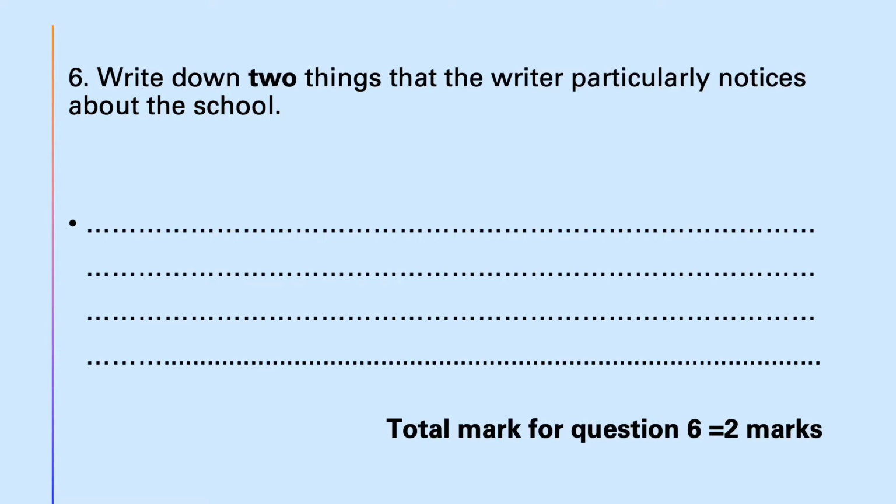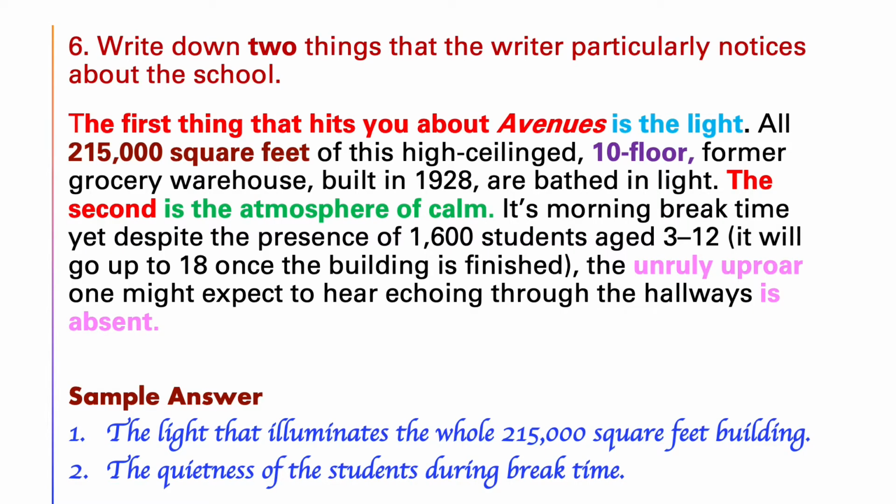Question number 6: write down two things that the writer particularly notices about the school. That is, what the writer particularly notices about the school. This time you are not guided towards the answer and you need to skim to find the relevant section. This is the section where you can find the answer.